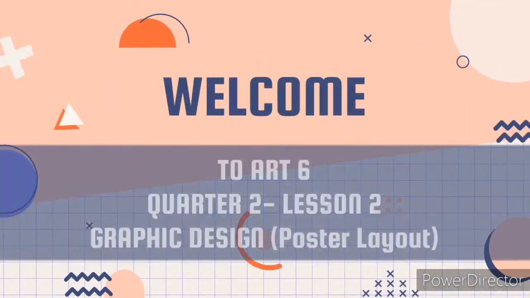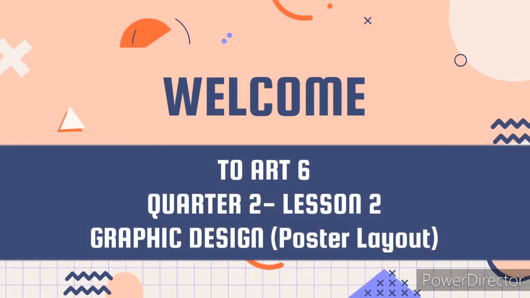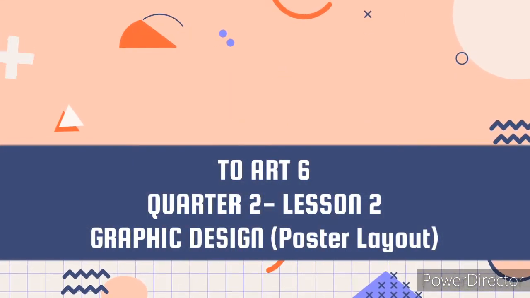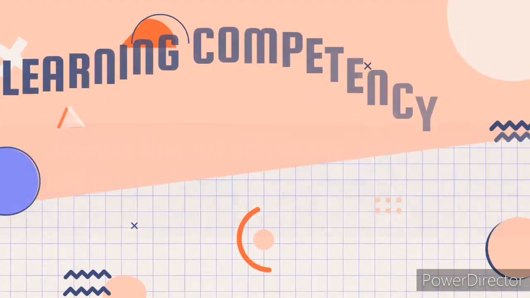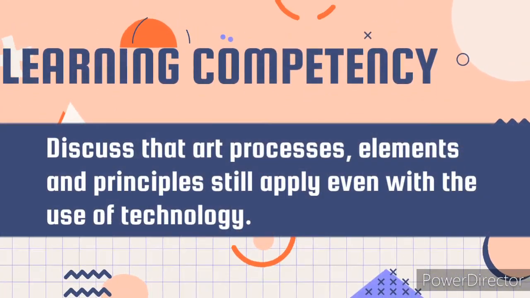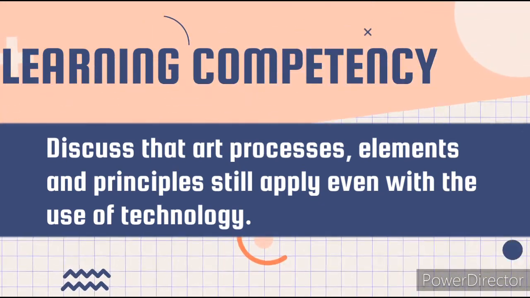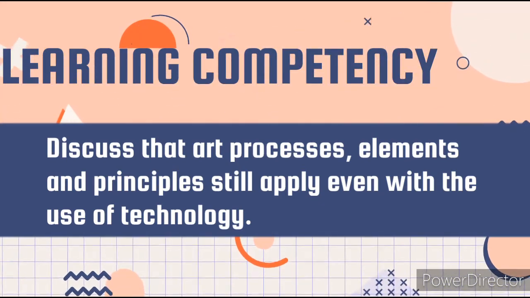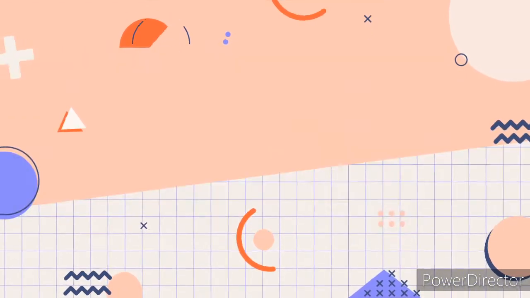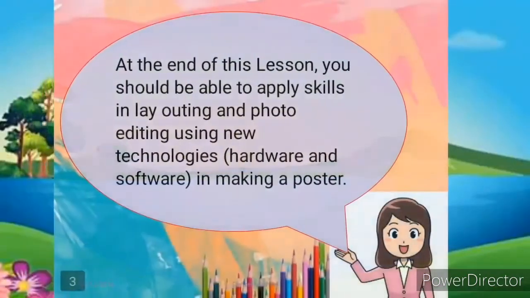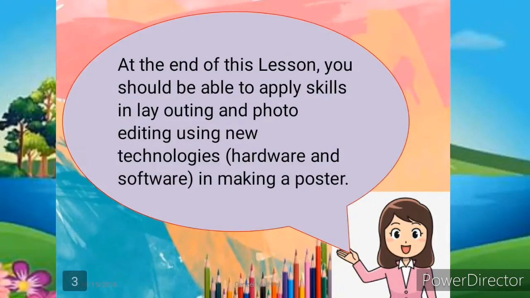Welcome to Art 6 Quarter 2 Lesson 2, Graphic Design Poster Layout. Learning competency: Discuss that art processes, elements, and principles still apply even with the use of technology. At the end of this lesson, you should be able to apply skills in layouting and photo editing using new technologies, hardware, and software in making a poster.